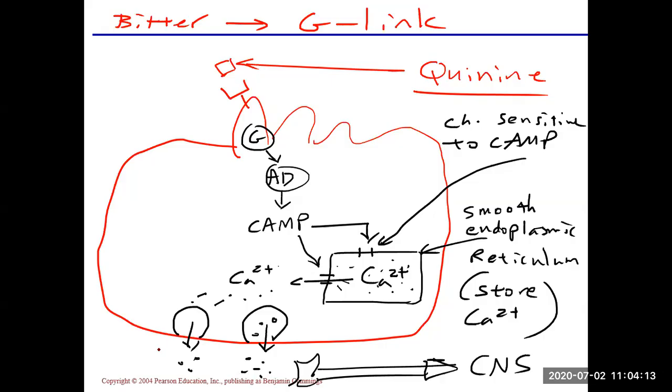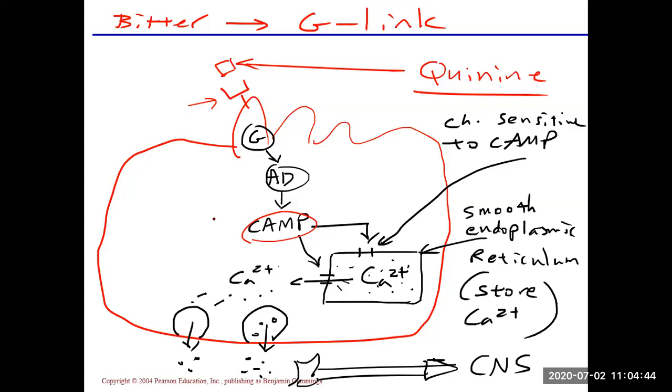But anyways, as the molecules dissolve in the saliva, they find their specific receptor. Again, this is the same idea: G-linked protein, adenylate cyclase, cyclic AMP. And finally, this cyclic AMP can do different things. In this case, it can cause the smooth endoplasmic reticulum to release the calcium, which is sufficient to cause the exocytosis of these neurotransmitters. The rest of the story is the same.